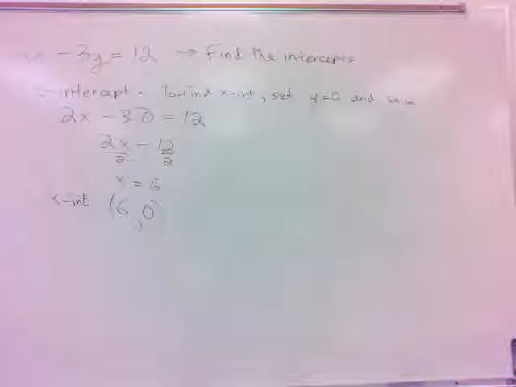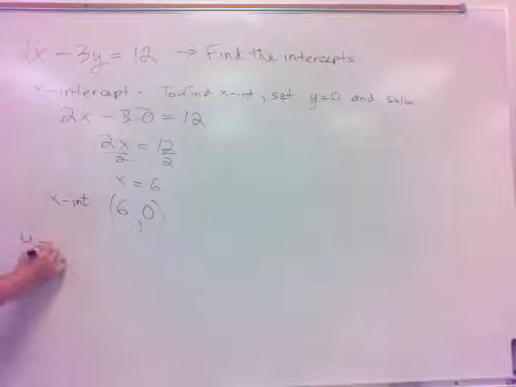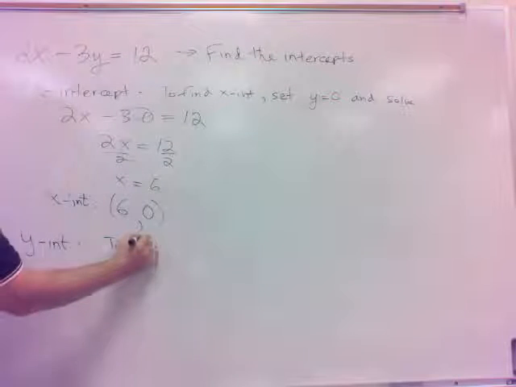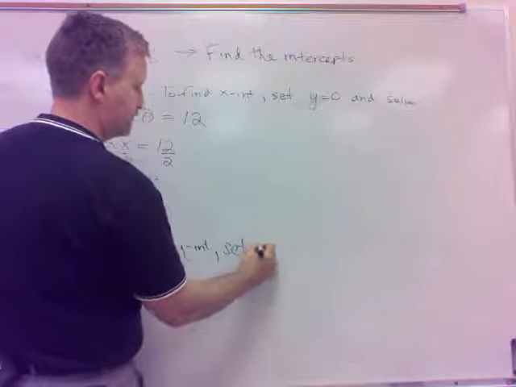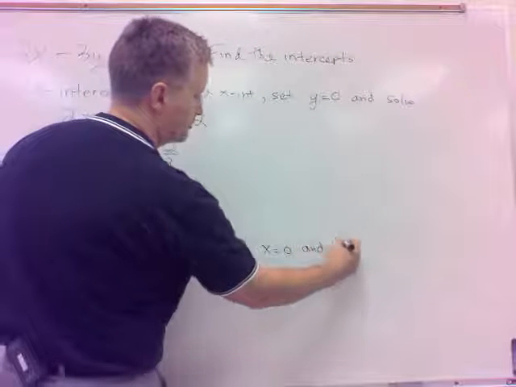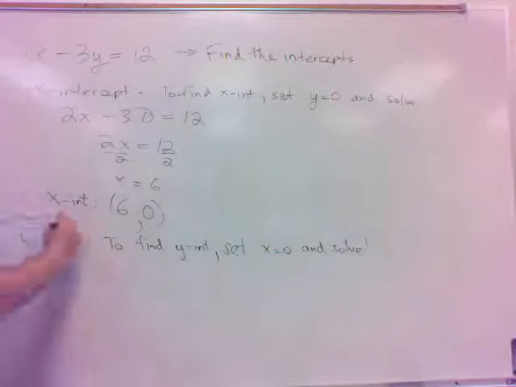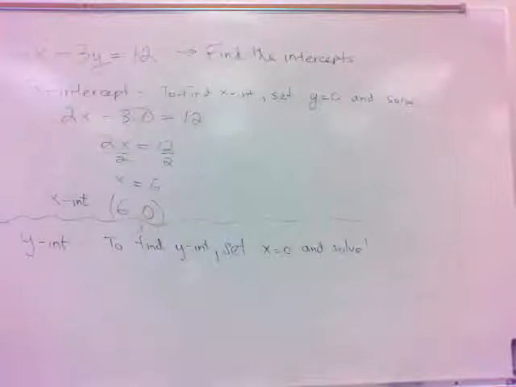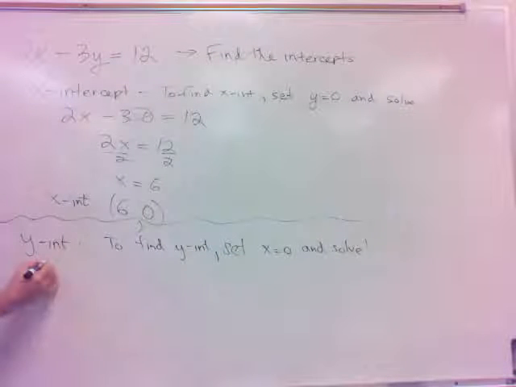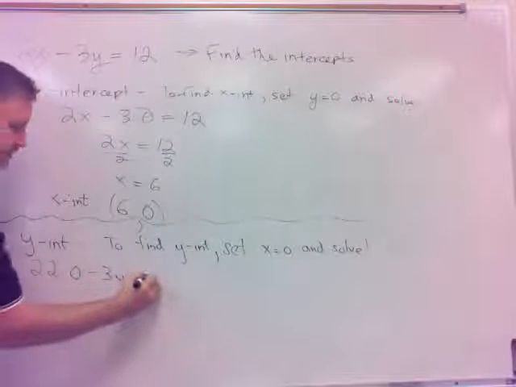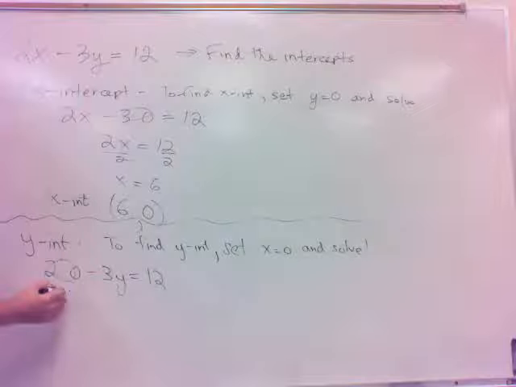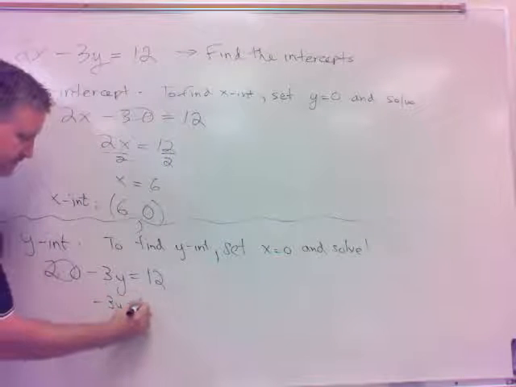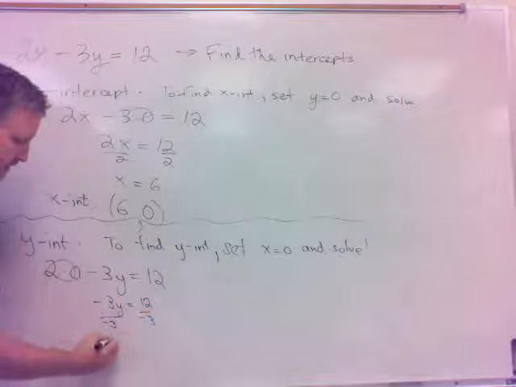Well, guess what? For the y-intercept, you reverse it. To find the y-intercept, you set x to be 0 and solve for y. Same exact thing, just reverse it. Back in the original equation, just letting x be 0, solving that out. These are zeros, so negative 3y equals 12. Divide by negative 3, and we get y equals negative 4.